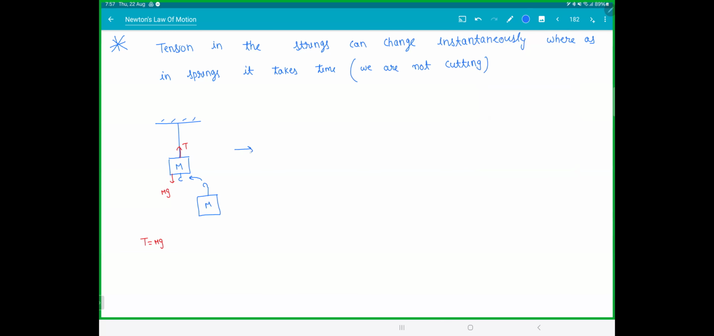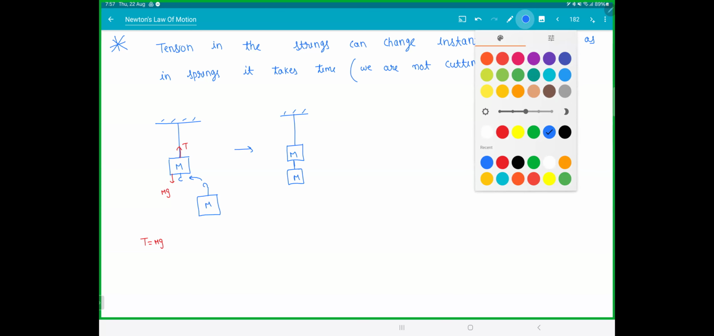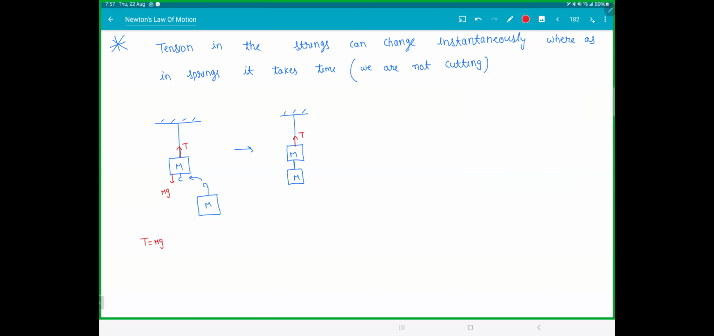The moment you attach the block to the hook, the string cannot stretch. So suddenly the tension T dash would be 2 mg. This is what I mean by tension can change suddenly. The moment you attach the block, the tension will suddenly become double here.